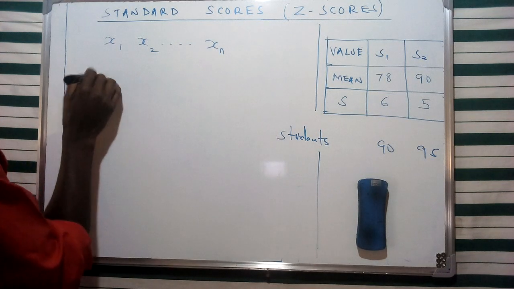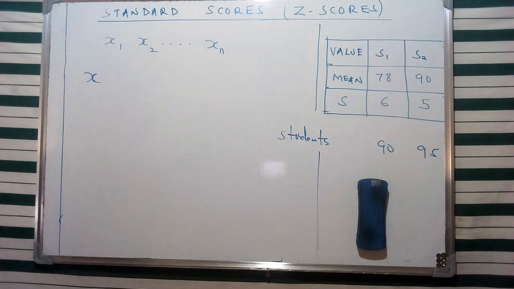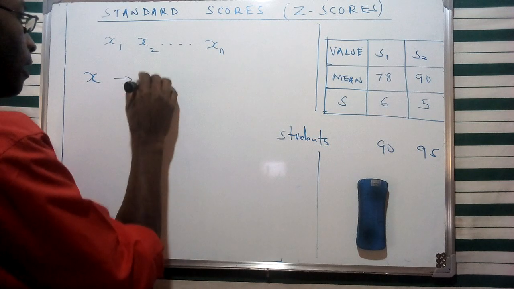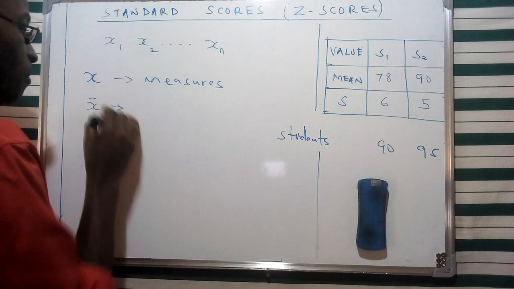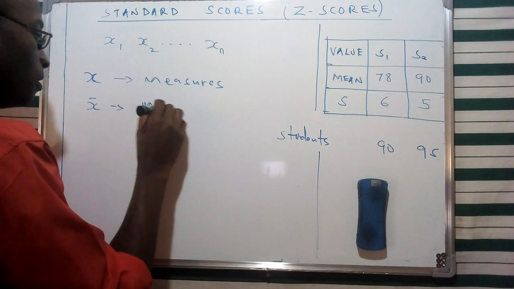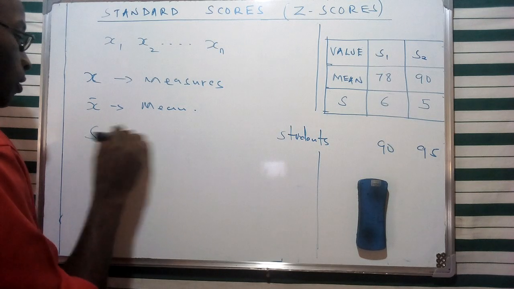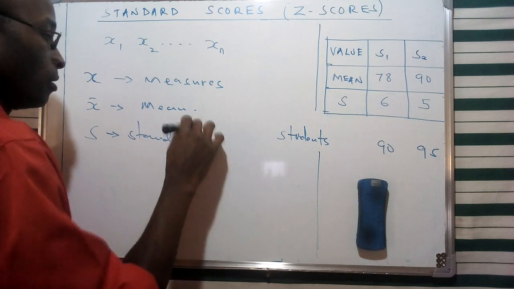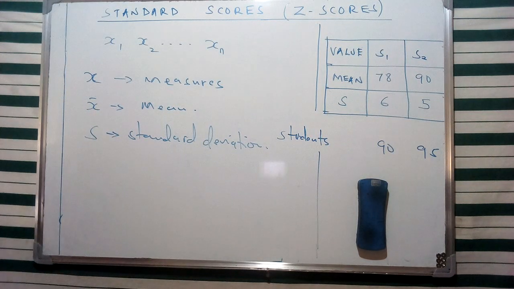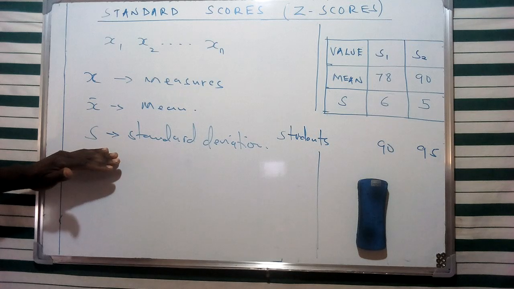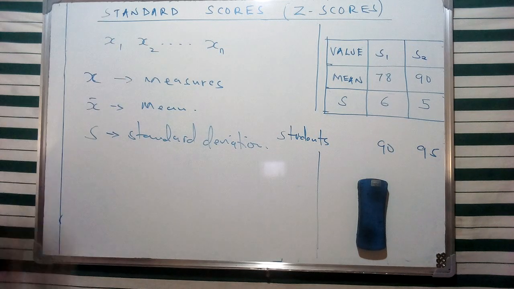So suppose X represents a specific measurement from a particular distribution. We can give the mean of this specific distribution in terms of X with a bar. So this is going to represent our mean, and the standard deviation is going to be given in terms of S for this specific distribution. So therefore we can find the relationship between the standard deviation and the mean in terms of the standard score, and therefore we are going to have these specific relationships given in terms of standard units.